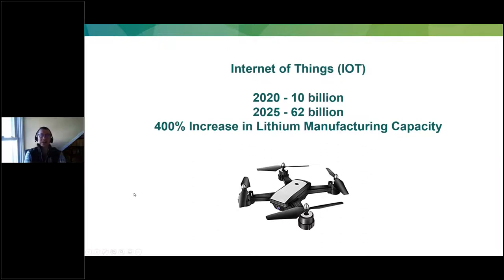What's also driving it is called the Internet of Things. These are devices that are connected to the internet. Right now there are 10 billion of these devices on Earth. You've got your phones, your laptops, your iPads and so forth. All those are connected to the internet. 10 billion of them in 2020. By 2025, there will be 62 billion. So you're looking at a 500% increase in the next 5 years, well, 4 years now.